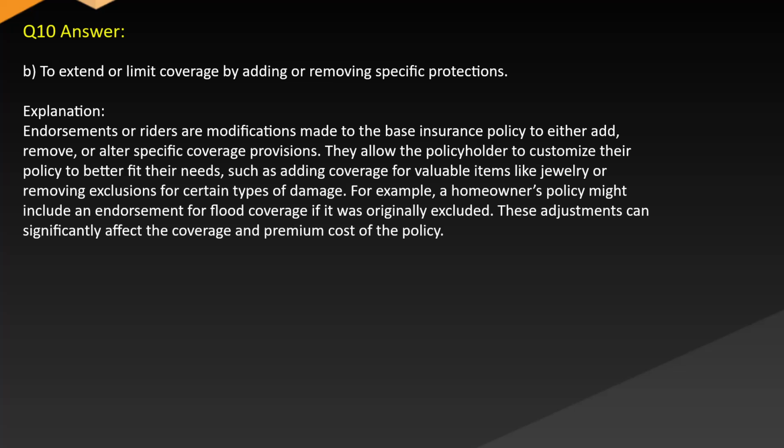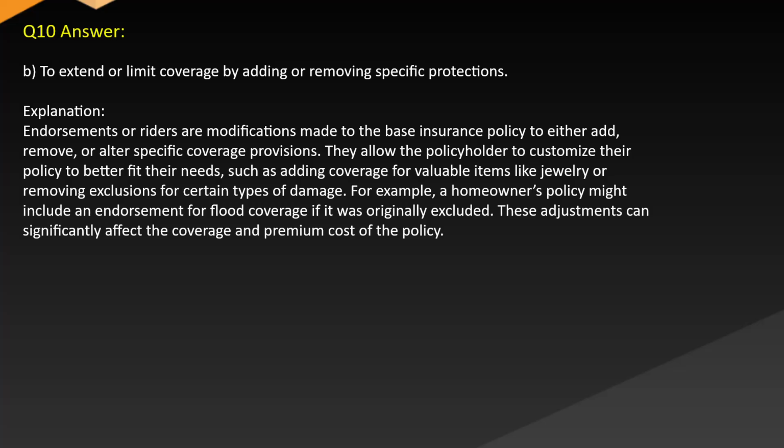Answer. B. To extend or limit coverage by adding or removing specific protections. Explanation. Endorsements or riders are modifications made to the base insurance policy to either add, remove, or alter specific coverage provisions. They allow the policyholder to customize their policy to better fit their needs, such as adding coverage for valuable items like jewelry or removing exclusions for certain types of damage.